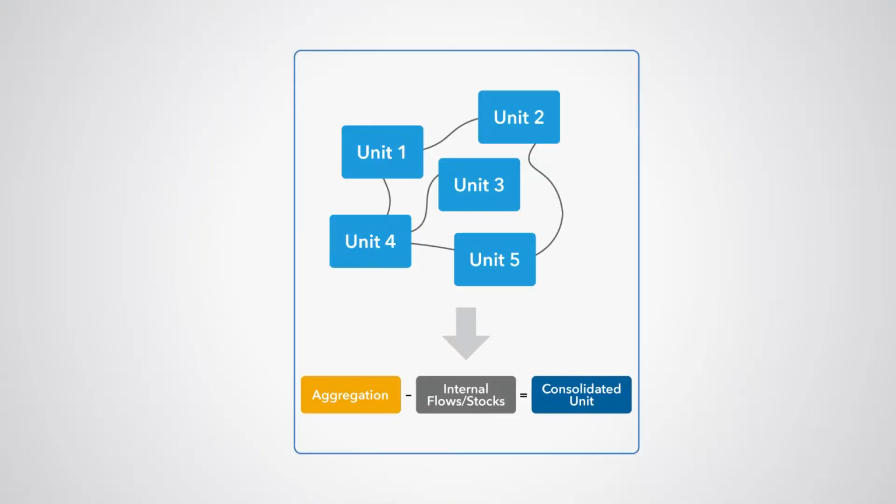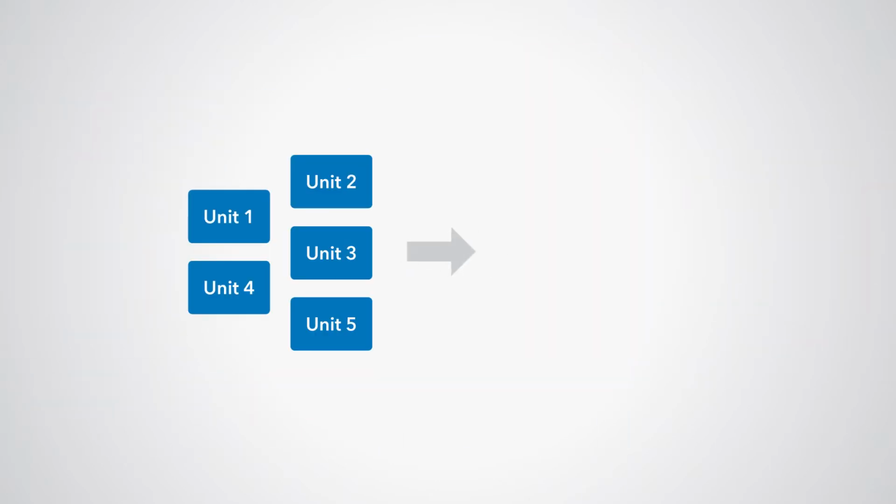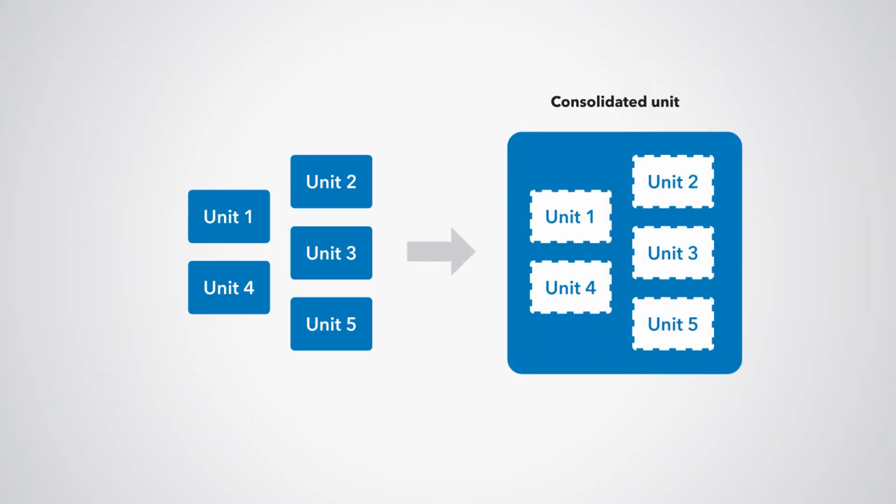If we combine two units and there is an economic flow or debtor-creditor relationship between these two units, this flow or stock position appears in the accounts of both units. Consolidation involves removing this flow or stock position from the accounts of both units, thereby eliminating the double counting.